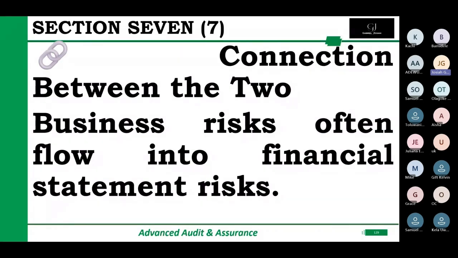So the connection between the two is that business risk often flows into financial statement risk, because the business activities are what culminate into the process and the input into the financial statements. So the business risk is the vehicle that drives the financial statement risks.